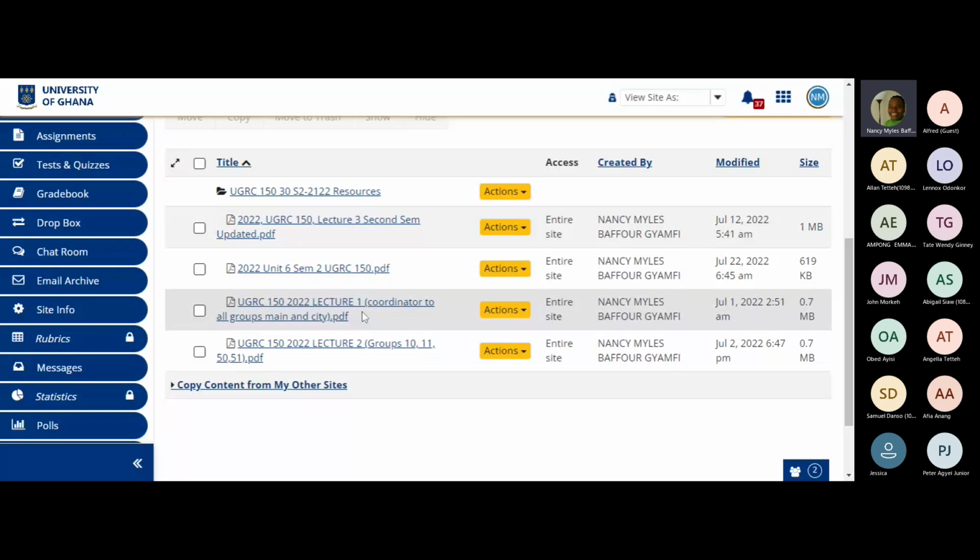The next will be, where's lecture two? Lecture two. Forget about the groups 10, 11, 50, 51. You can include yourselves there. It's for all the groups I'm engaging this semester, so I named it like that. But this is the next topic on definitions I saw on the course outline. And the next will be lecture three. Lecture three is a compilation of some units in unit 3 and unit 5, like I showed you. So the lectures involve sometimes more than one unit because they are connected.